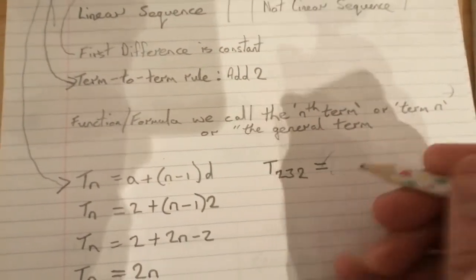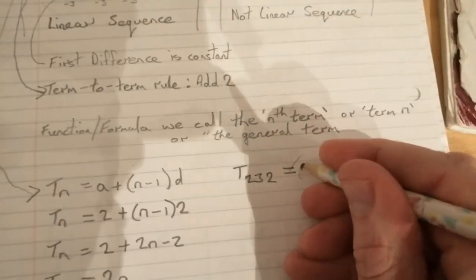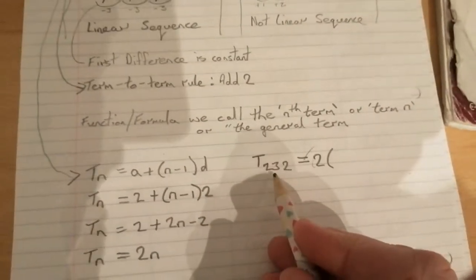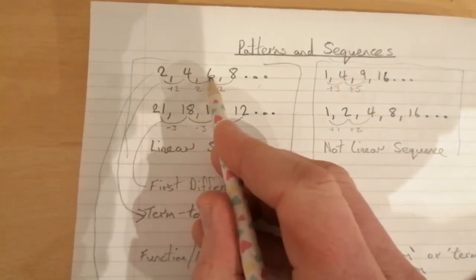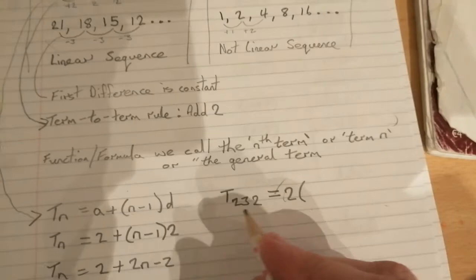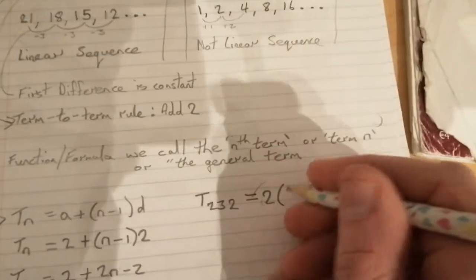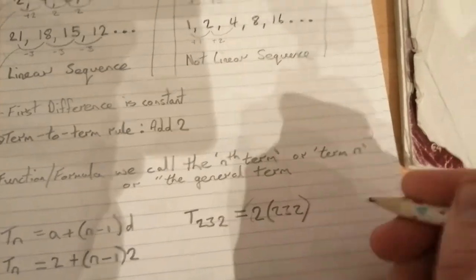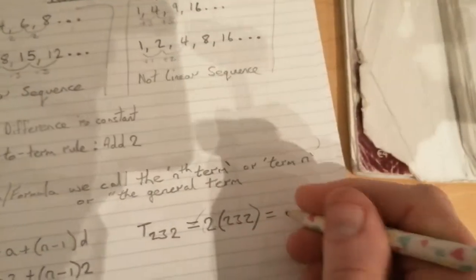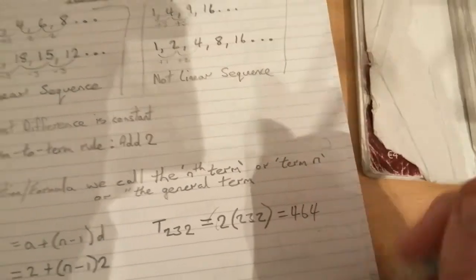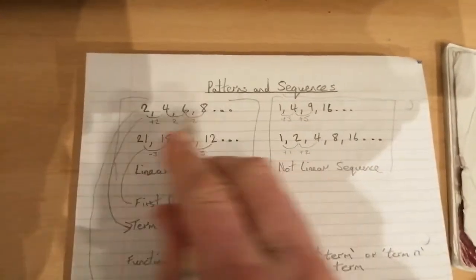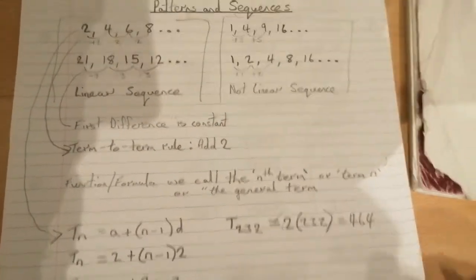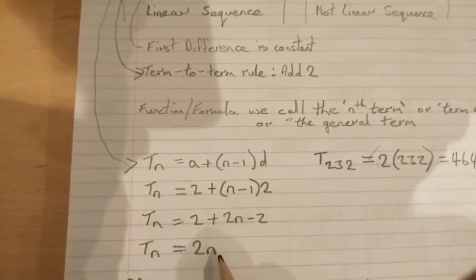Is equal to, we follow the formula. We sub in 2 times n. Well, n is the position of the term. So term 232 is the 232nd one. This would be n equal to 1 for the first term, n equal to 2, n equal to 3. N equal to 232 is the 232nd term. So we sub that in, and that gives us 2 times this, 464. If we wanted to know what number would be in the 232nd position of this sequence, that number would be 464. And this formula would allow us to find any term then.